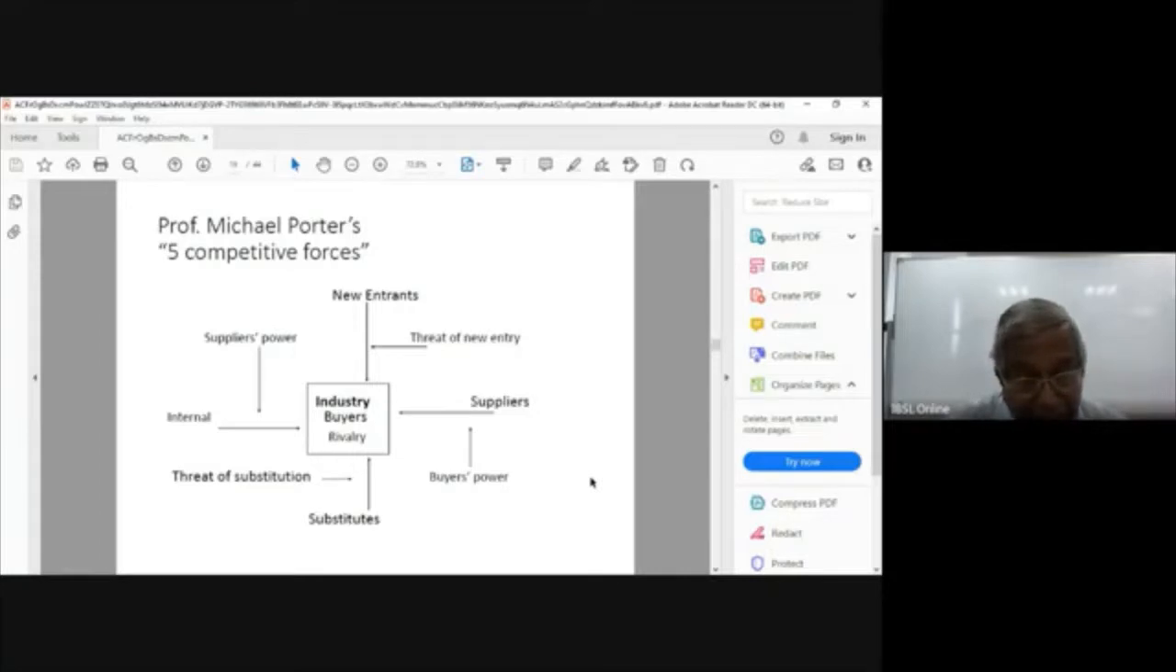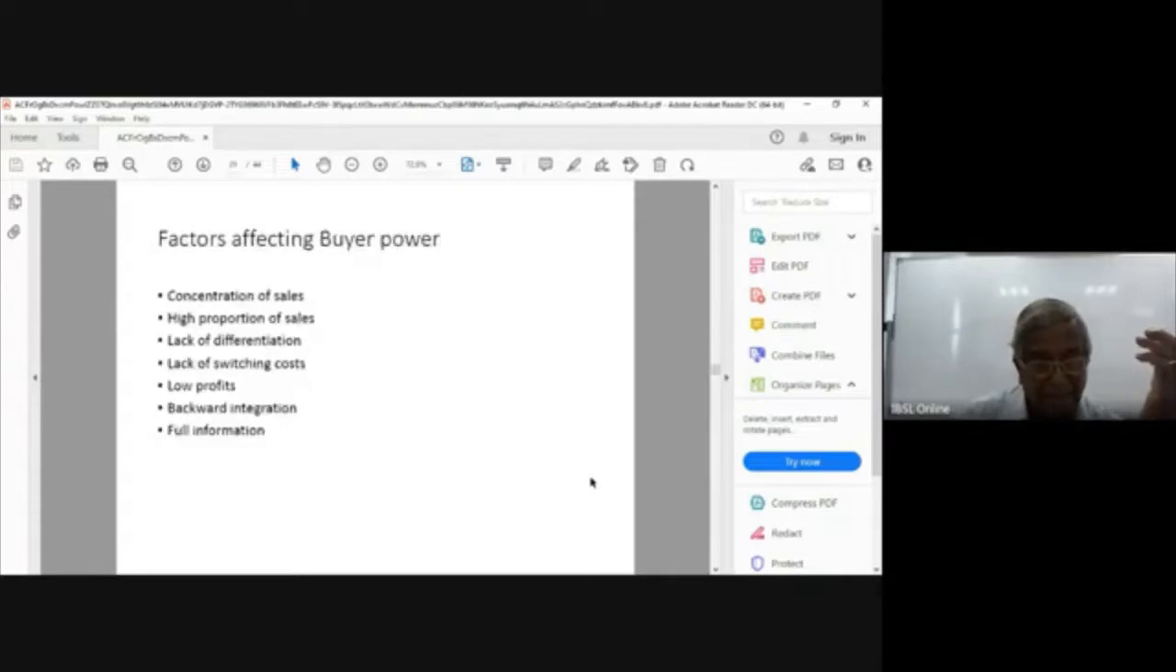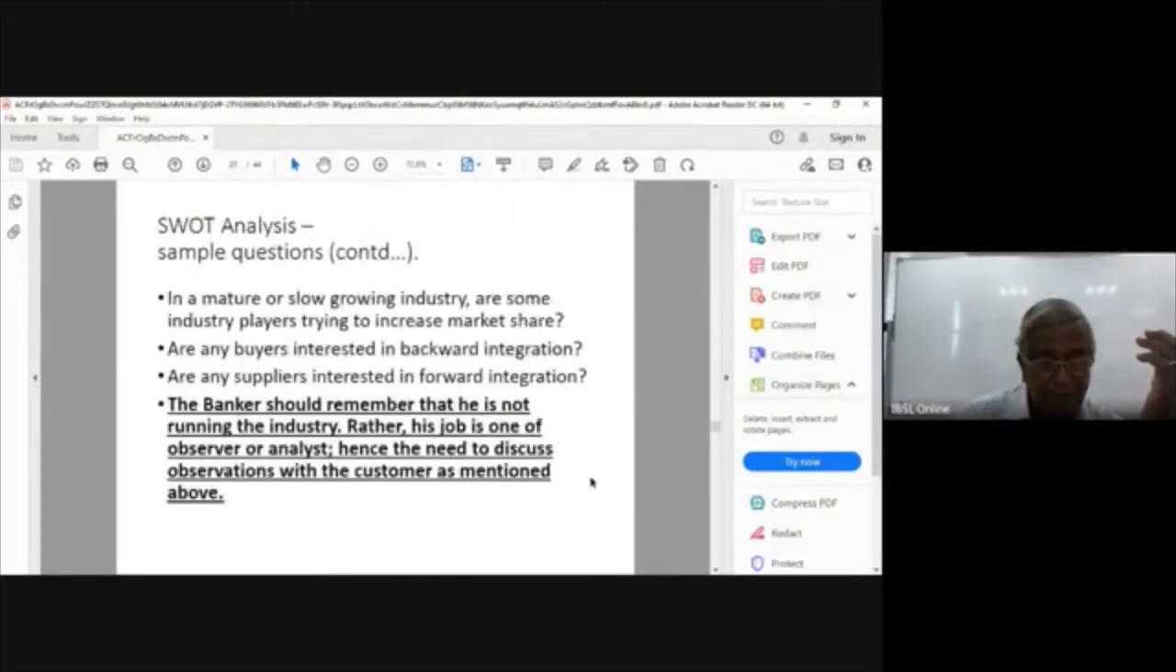So again, it will increase the competition. So it is going to be a threat to the existing company. This type of thing happens: in certain industries, people are buying from the industry, then they think, rather than buying from them, I will manufacture my own. That is backward integration. So that will create competition for the industry. So these things, similarly, you must analyze.